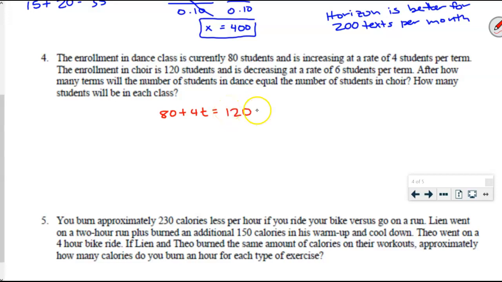Okay, 120 minus 6t or plus a negative 6t, either way works, because this shows that we're losing 6 students per term. Shows where we started, shows where we started, and shows that we're gaining 4 students per term. This is great. Perfect equation. Now we solve it. Yes, there's a comment, Sam.